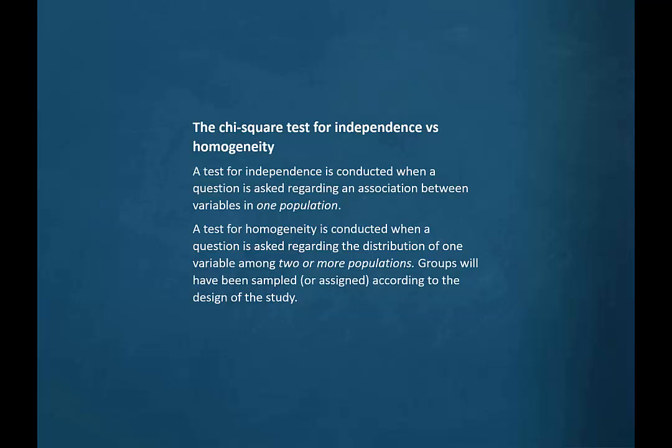The chi-square test for independence versus homogeneity. A test for independence is conducted when a question is asked regarding an association between variables in one population. A test for homogeneity is conducted when a question is asked regarding the distribution of one variable among two or more populations. Groups will have been sampled or assigned according to the design of the study.